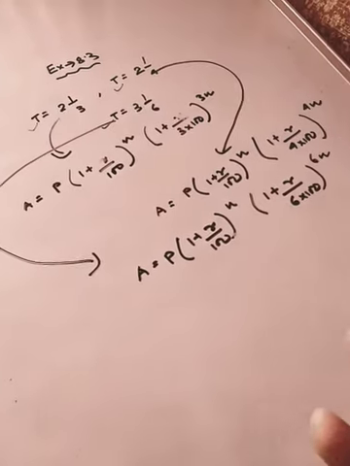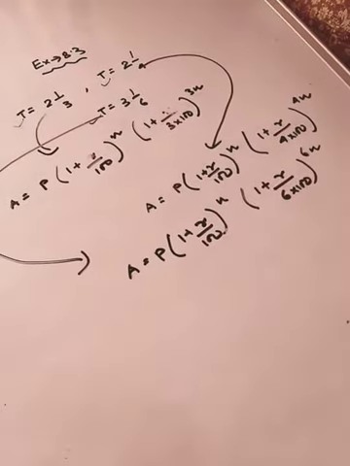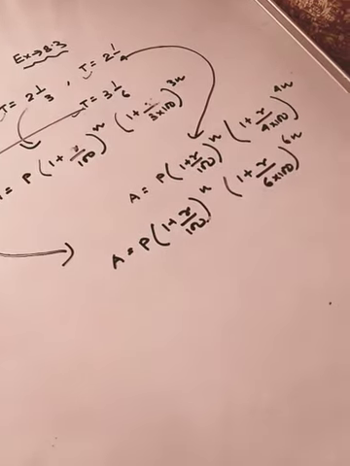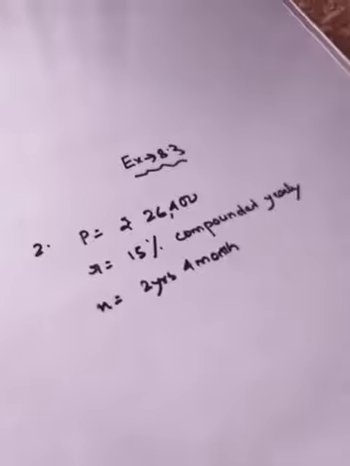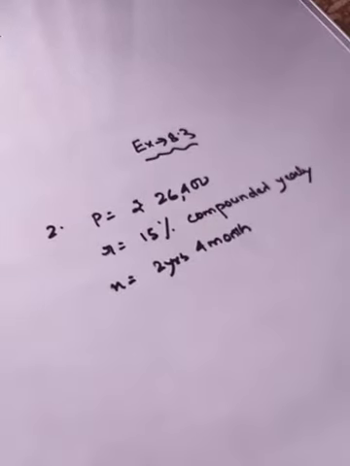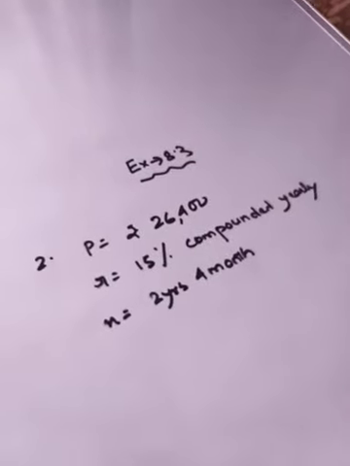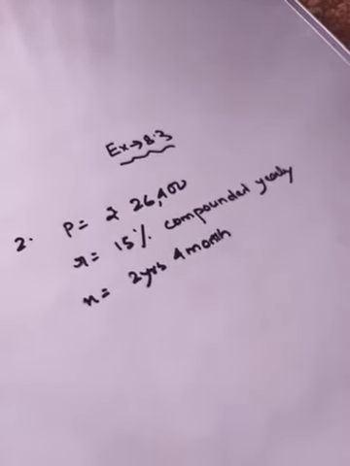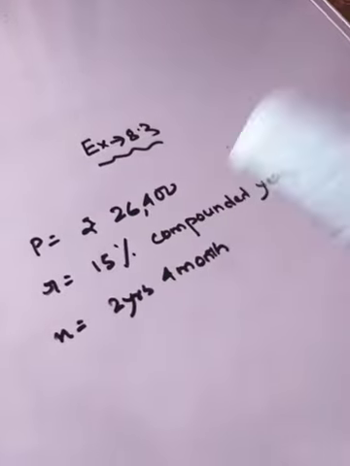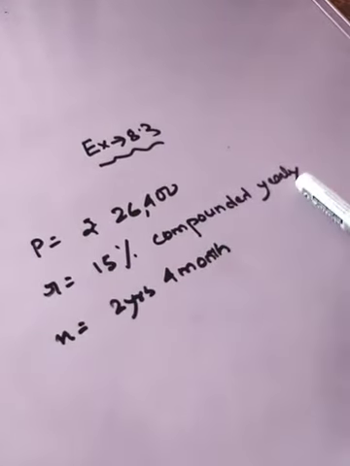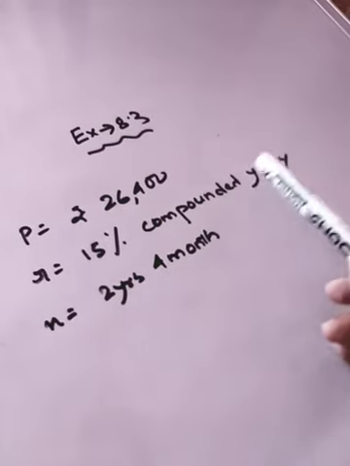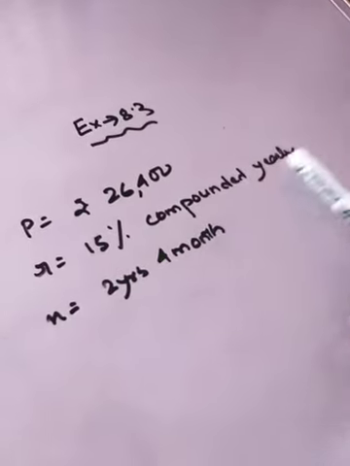This knowledge is very important because question number 2 is absolutely based on this. So let's see what is there in question number 2. Yes, this is question number 2. As you see, the principal is 26,400. R is 15% compounded yearly. Always write this word. If it is written half yearly, you will write compounded half yearly. If it is written yearly, you have to write compounded yearly. These are very important words.